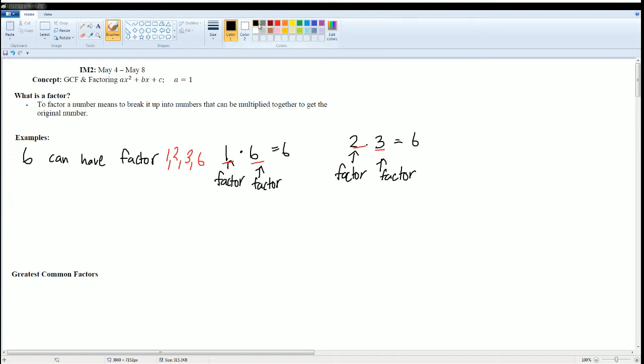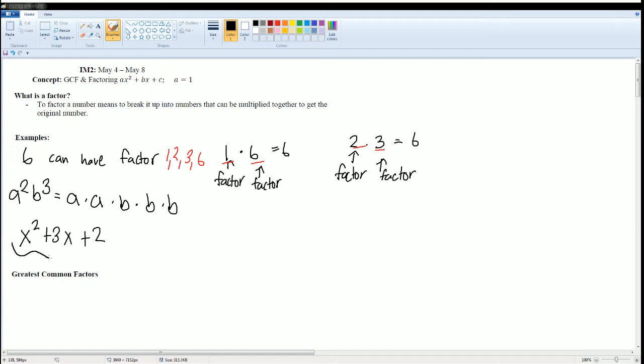What about if it's a polynomial? Let's say it's a squared times b cubed. If you write this in expanded form, it looks like a times a times b times b times b. These are all factors of this. Likewise, you can have a polynomial that looks like this.